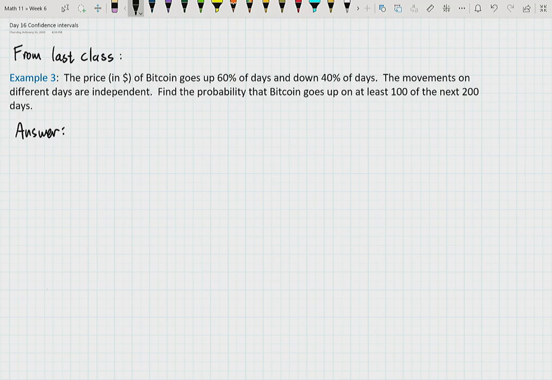So we're going to assume that the price goes up with a probability of 0.6 on any given day. So that's the success probability. p is 0.6. And we're looking at the actions over 200 days. So those are 200 different Bernoulli trials. In other words, 200 is like our n.